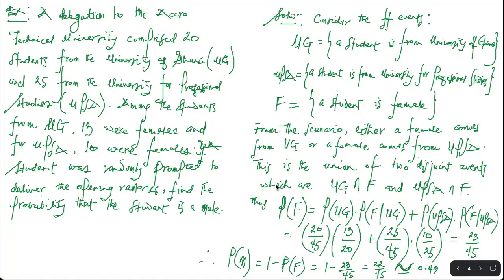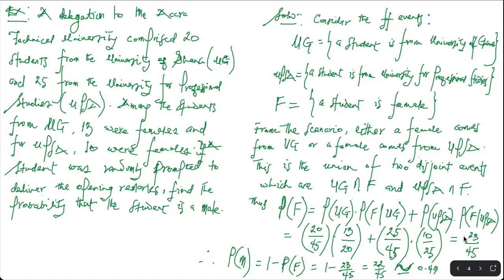we realized that a student was selected and we computed the probability that the student was male. But because the problem gives us information on females, let's assume that we were supposed to find first the probability of a female, which is exactly what we did. The probability of a female student was 23 over 45. Good. But you see that the female could come from either university, the female could have come from UG, or they could have come from the UPSA.